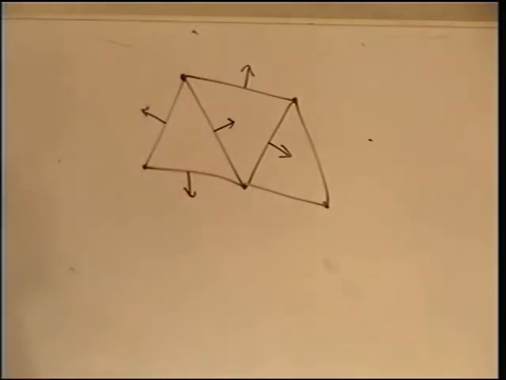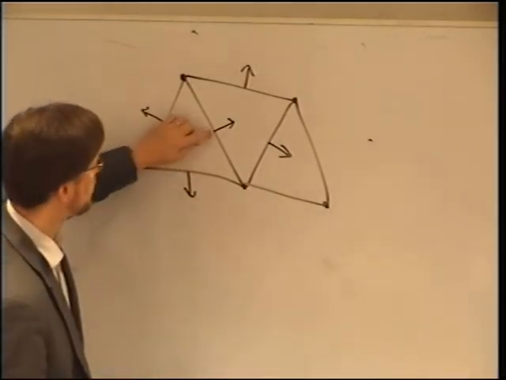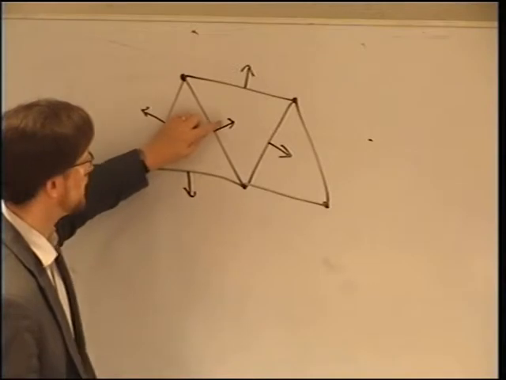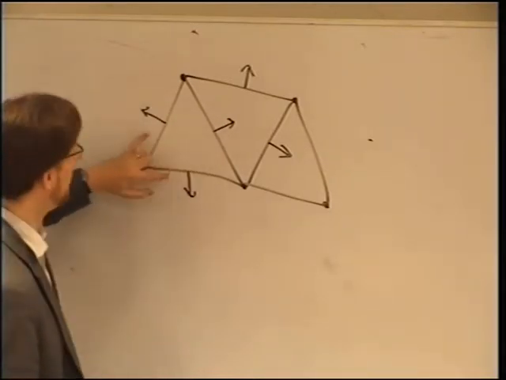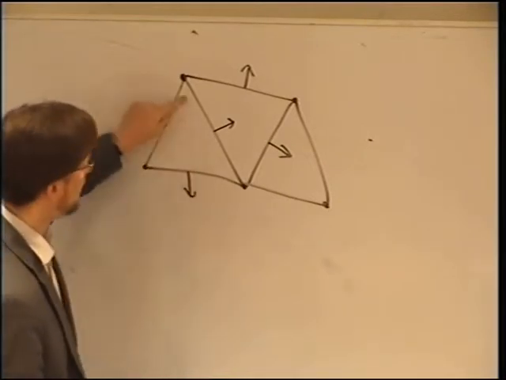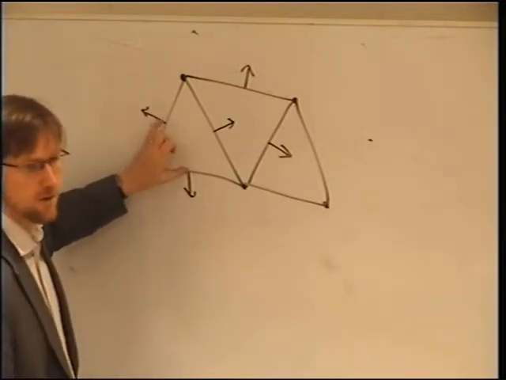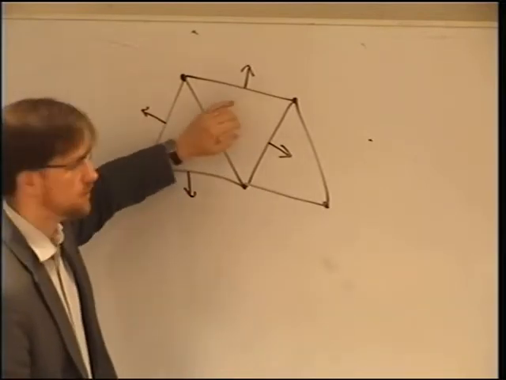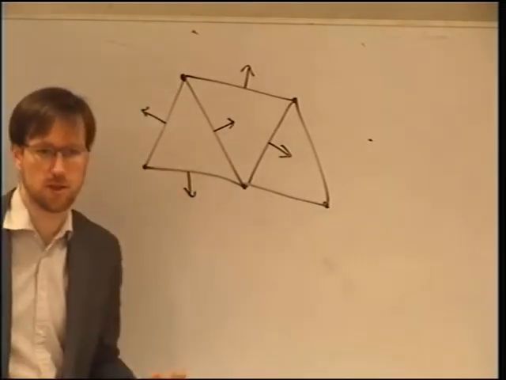So the normal components are continuous, but the tangent component at this point, so this basis function has no tangent component on this edge. But these basis functions do. They don't vanish down here. And so the tangent component on this side is given completely by these values, and the tangent component on this side is given completely by these values. So the tangent components at this point have nothing to do with each other.